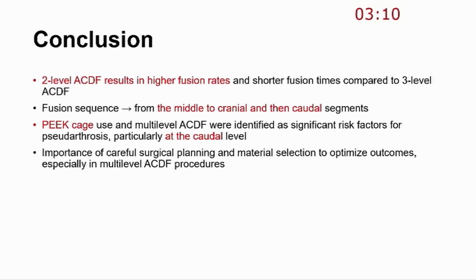These are our conclusions. 2-level ACDF results in a higher fusion rate and shorter fusion time compared to 3-level ACDF. In the fusion sequence, fusion happens from the middle, then cranial, and then caudal. And PEEK cage use and multi-level ACDF were identified as significant risk factors for pseudoarthrosis, particularly at the caudal level. And careful surgical planning and material selection are important to optimize outcomes, especially in multi-level ACDF procedures.